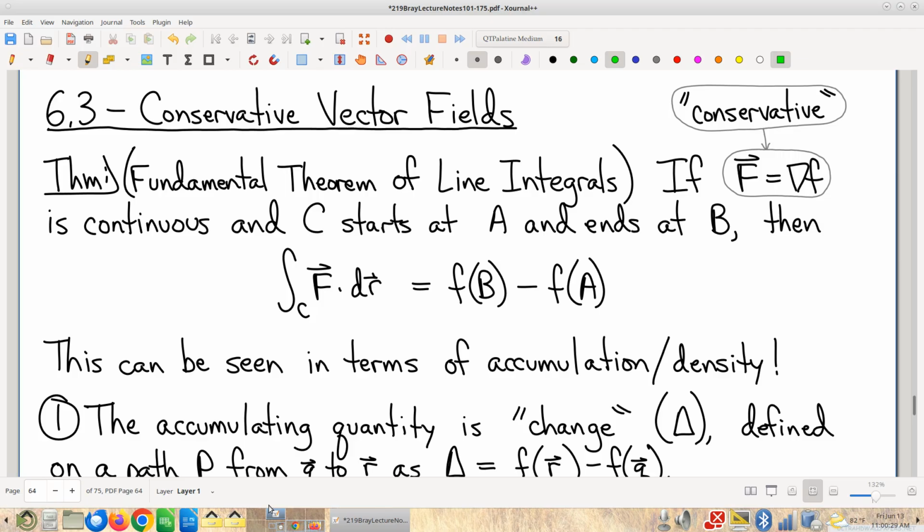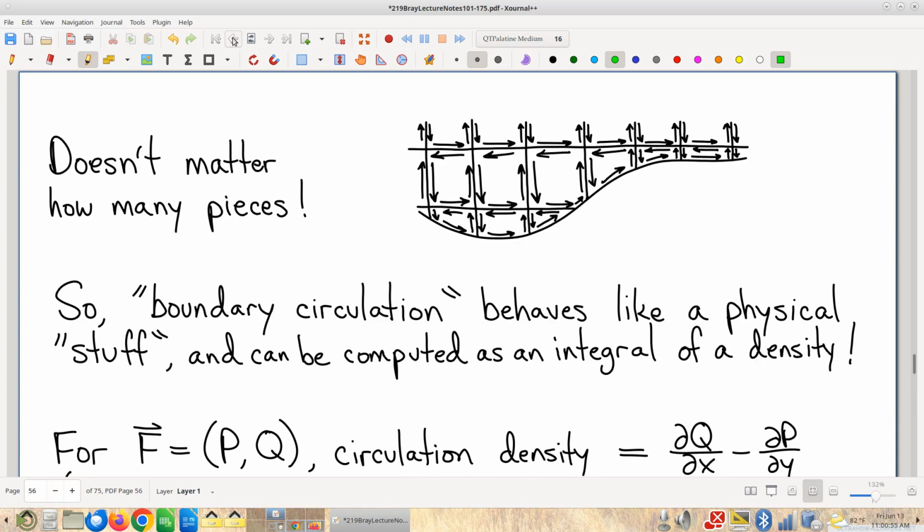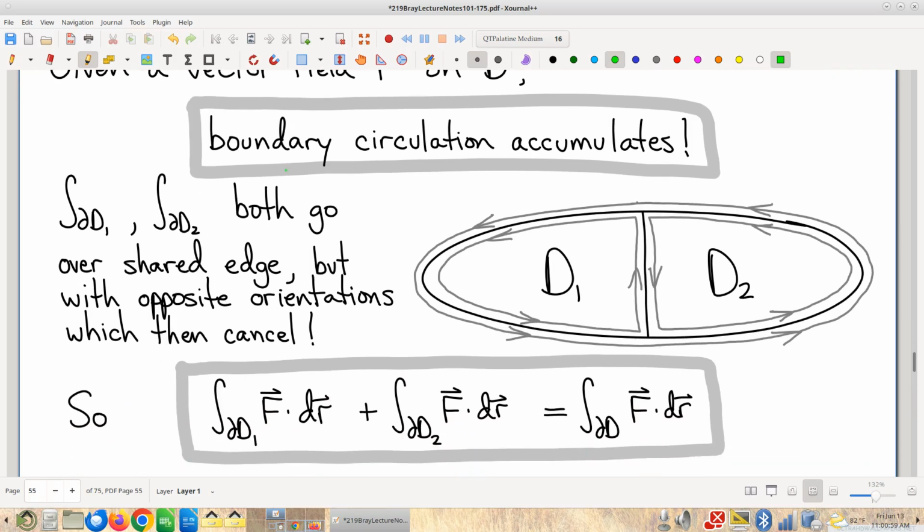Once you know you have an accumulating quantity, then you can think of it as a kind of stuff, even if that's nonsense. You can imagine the corresponding notion of density, and you can compute it with an integral. And that's just how Green's theorem is the result of applying that. Why don't I click back to it real quick? Green's theorem is what results when you apply that idea to boundary circulation.